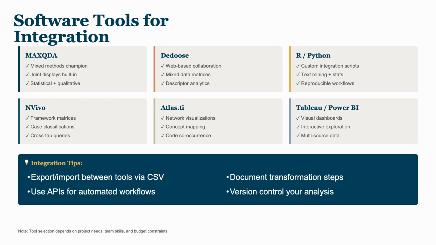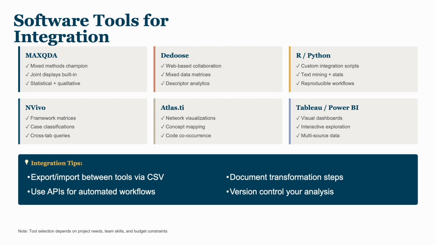To execute this kind of complex analysis, you need the right software, and your choice depends on your team's skills and budget. MAXQDA is often considered the mixed methods champion, with built-in joint displays for stats and qualitative data. Dedoose is excellent for web-based collaboration and mixed data matrices. If you have coding skills, R or Python allow for custom integration scripts and reproducible workflows.